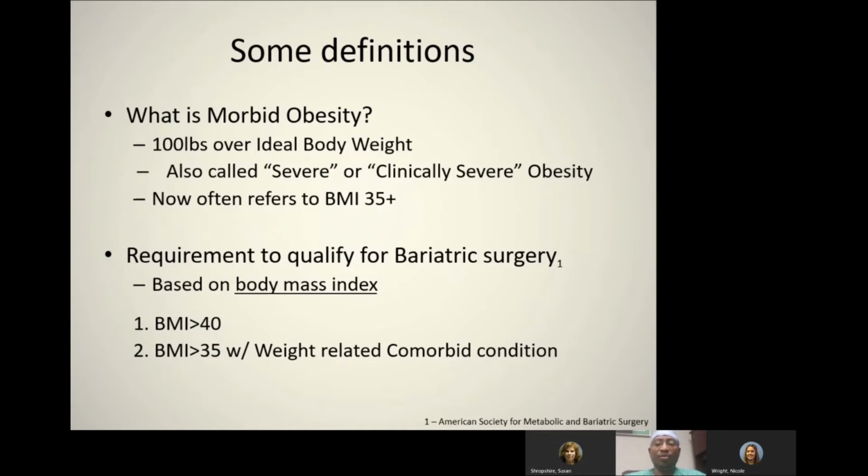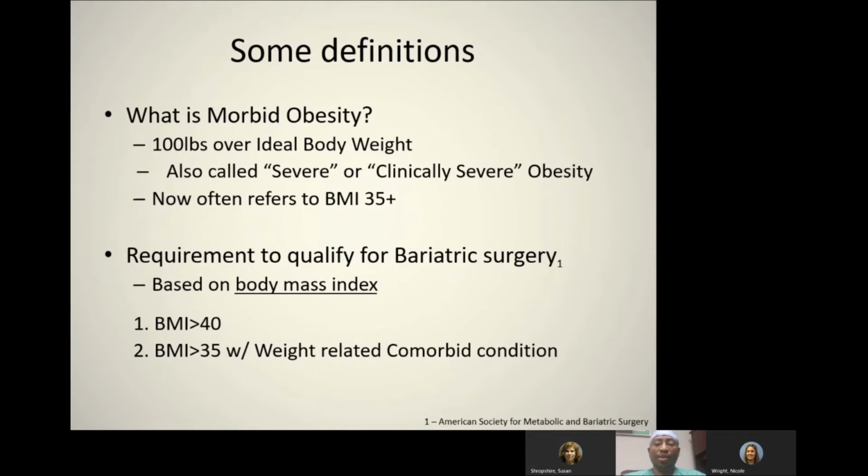A BMI greater than 35 is considered morbid obesity. And this is important to us because it fits into the qualifications of who can get weight loss surgery. So the general initial qualifications are based on the BMI, or the body mass index.